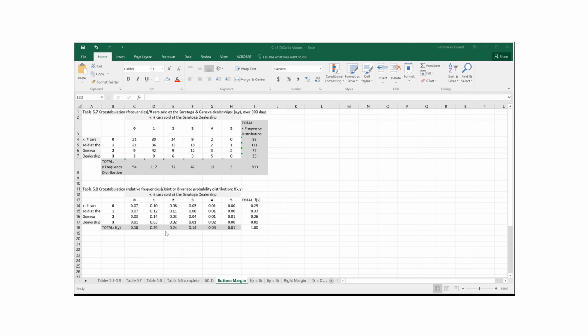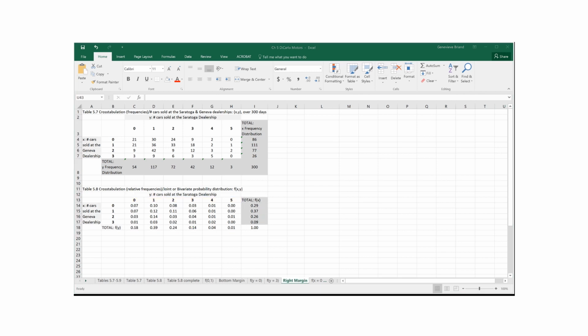Over here, if y is equal to 0, then the probability of selling 0 cars at the Saratoga dealership on a typical day is 0.18. The probability of selling 3 cars at the Saratoga dealership on a typical day is 0.14.